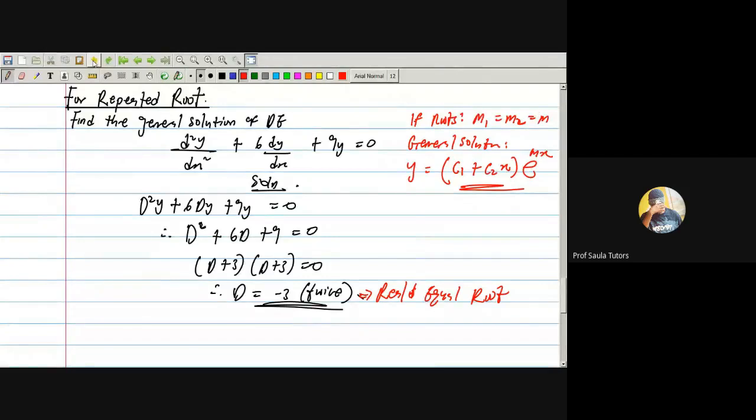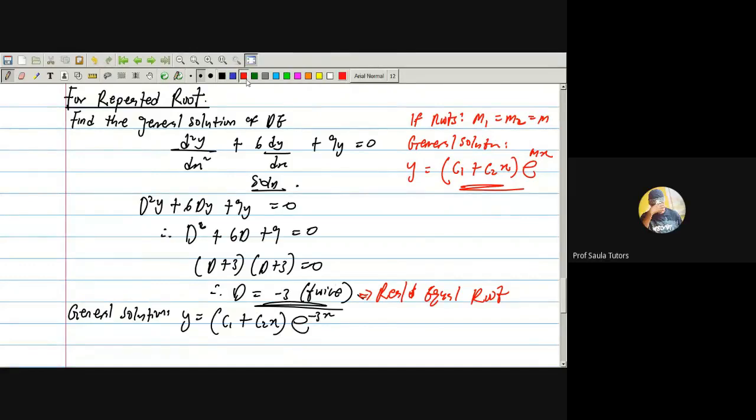Let us apply this here. What will be my general solution? Y equal to, what do you have? (C1 plus C2x) exponential minus 3x. In fact, some textbooks will use A and B. This C1 and C2, you can use whatever you want.